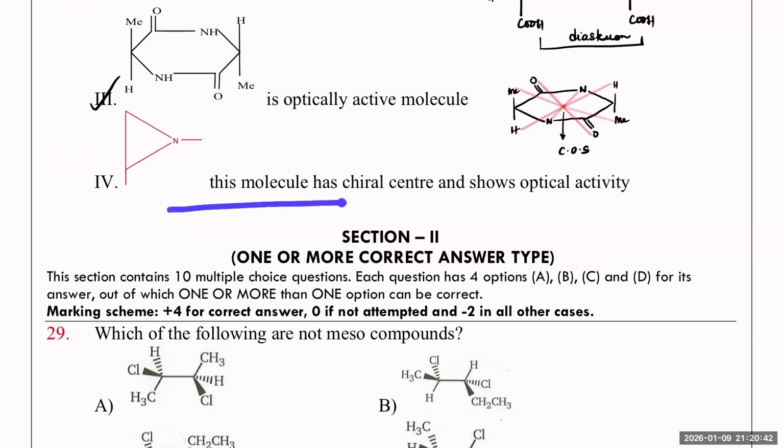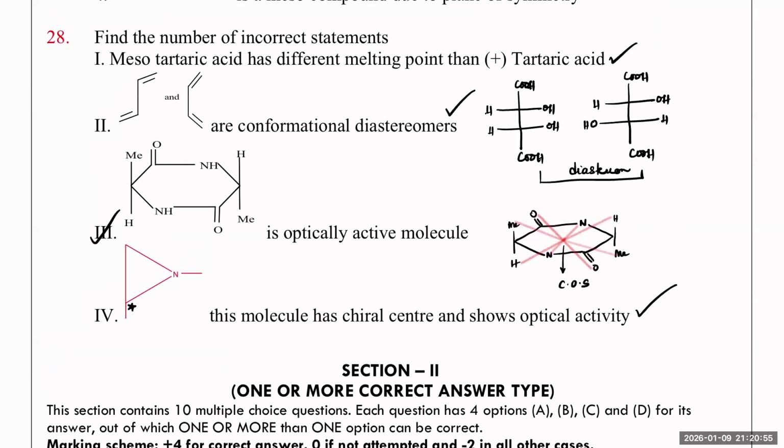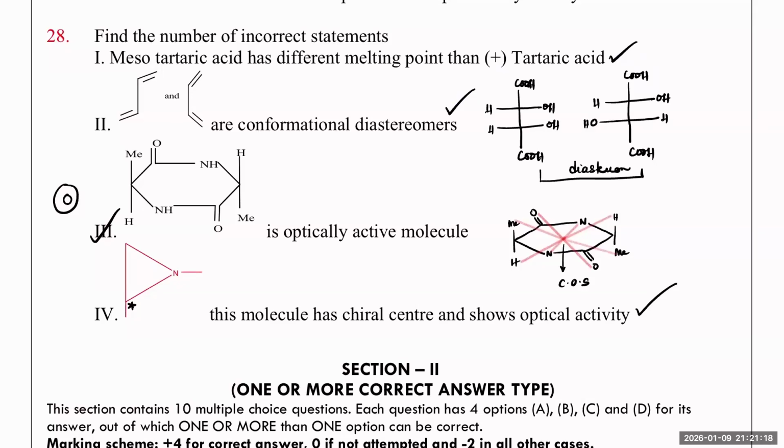Next. This molecule has a chiral center and shows optical activity. You can see, yes, there is a chiral center, correct, and it shows optical activity. So this statement is also correct. Out of the given statements, how many are correct? One, two, optically active, this is also correct. All of these four are correct statements in this case. So what is the number of incorrect statements? Zero. Clear, everybody?